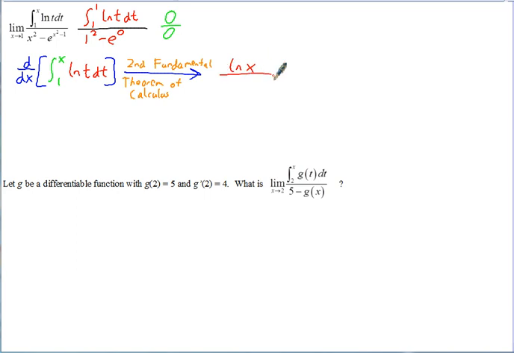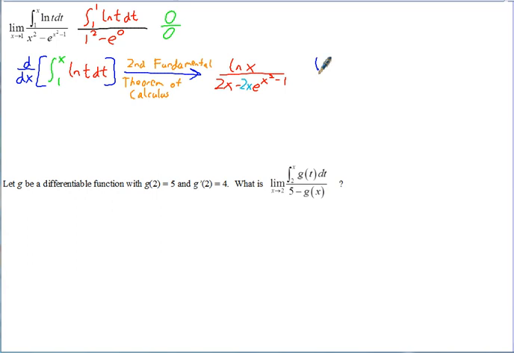Over, when you take the derivative of the denominator, that's going to be 2x minus the derivative of e to the x squared minus 1. The e to the x squared minus 1 stays the same, but using the chain rule, times the derivative of x squared minus 1, which is 2x. So now let's go ahead and substitute in what x was approaching, 1, and see what we get.